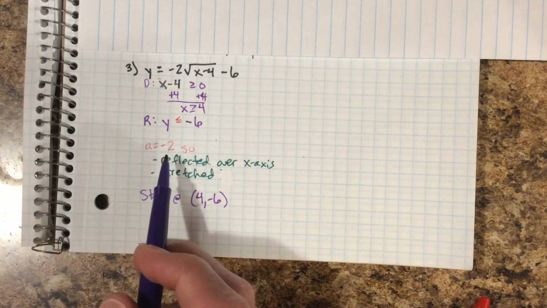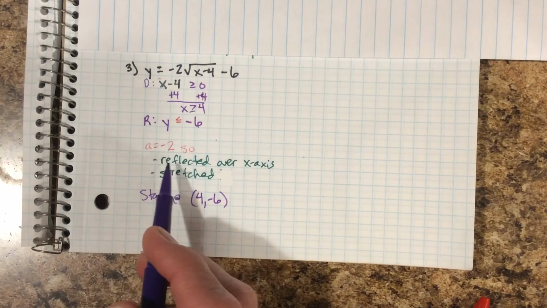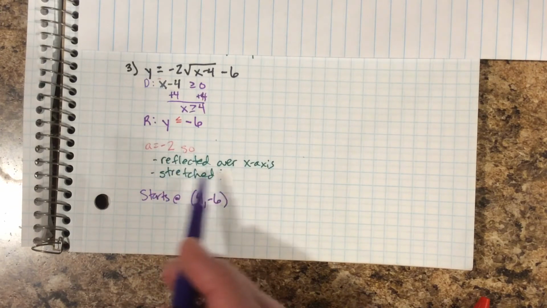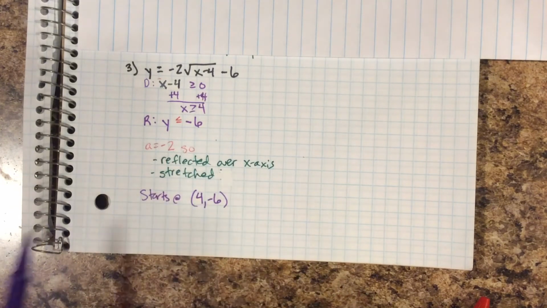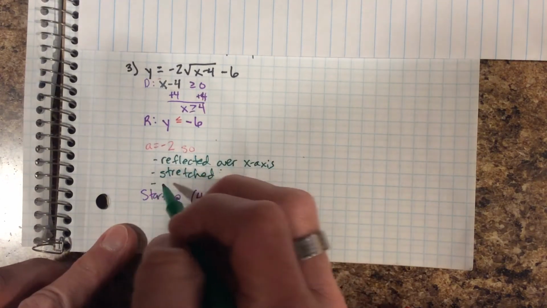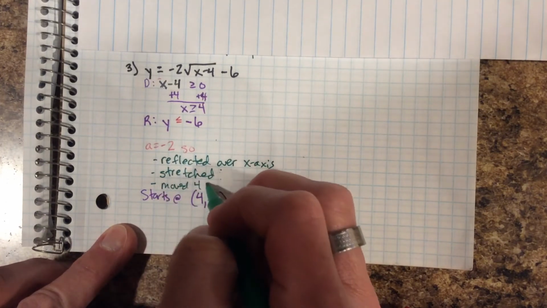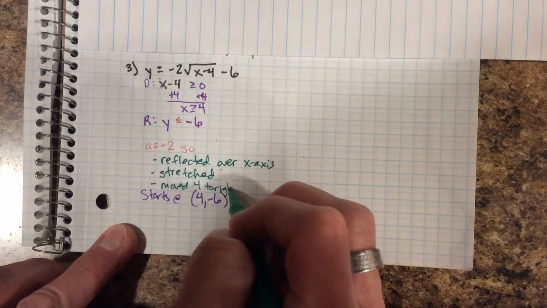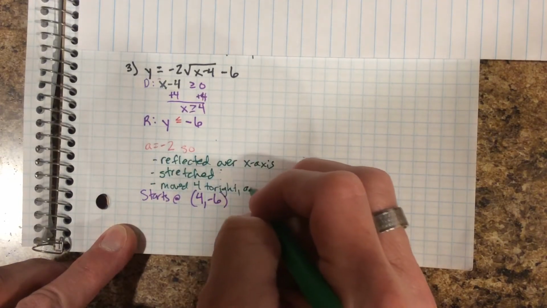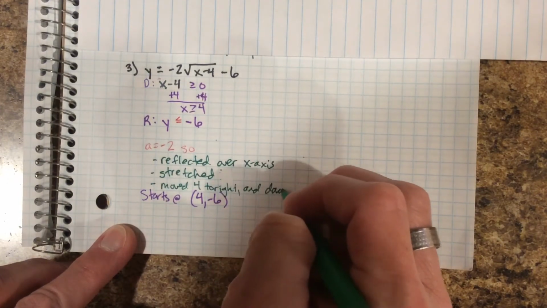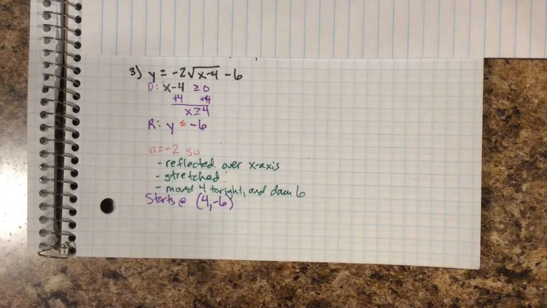Because a was negative 2, I went ahead and made some notes right here that it's reflected over the x-axis and the graph is stretched. But now that I know my starting point is at 4, negative 6, I also have to add that it is moved 4 to the right and down 6.